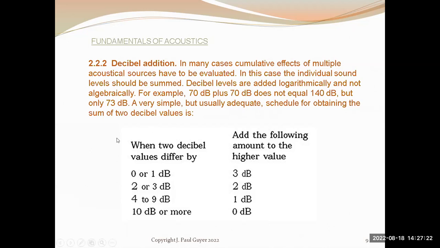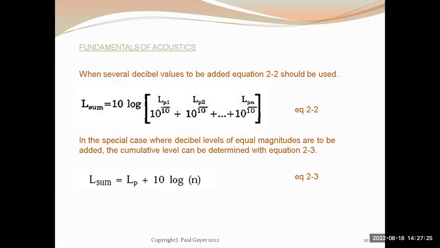So if you ever did have to add two or more sound levels together, you would use equation 2, 10 times the log of the quantity that you see there. And if the sound levels of all of the various sources you are hearing were the same, then equation 2 reduces to equation 2, 3. But again, you'll almost never have occasion to want to do this in routine building design.